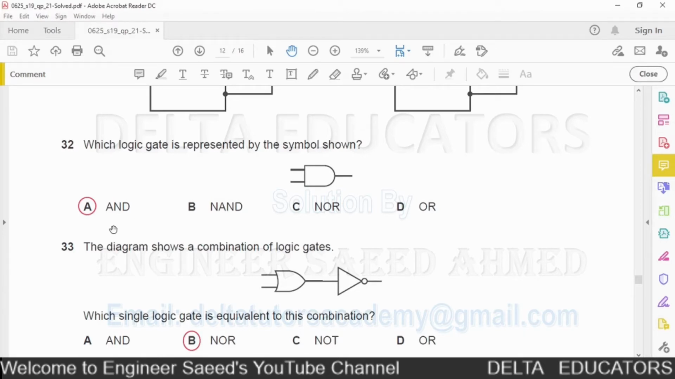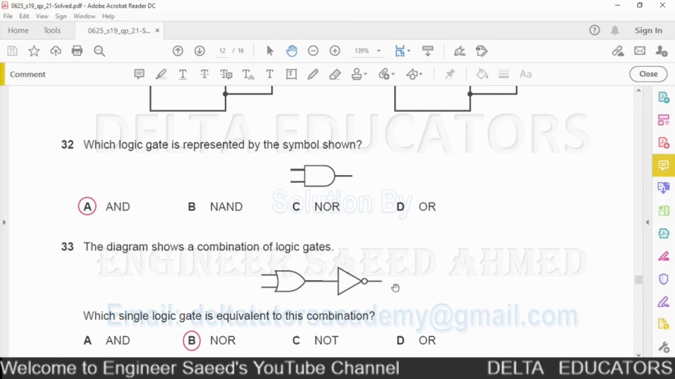Question number 33. The diagram shows a combination of logic gates. Which single logic gate is equivalent to this combination? Here this gate is an OR gate. It is OR gate and it is negation of OR. So the final one, or the combination of these two, will be OR plus negation.